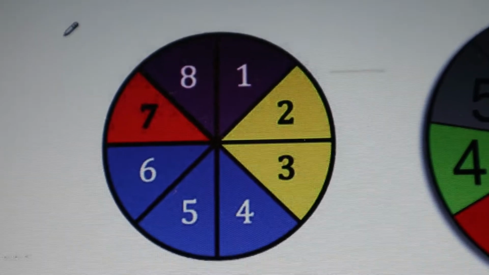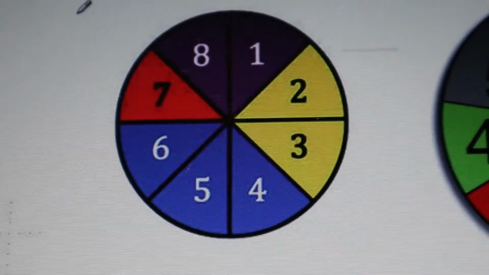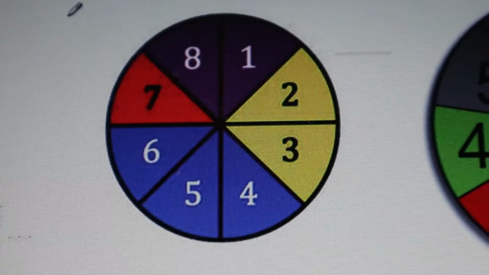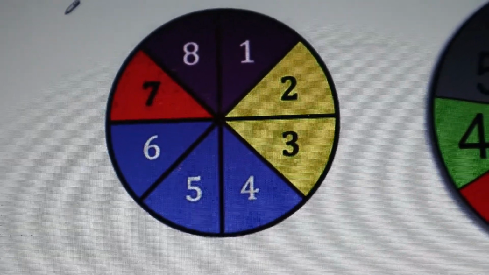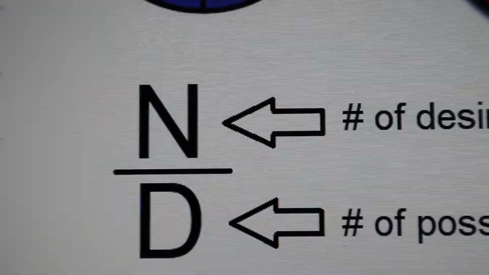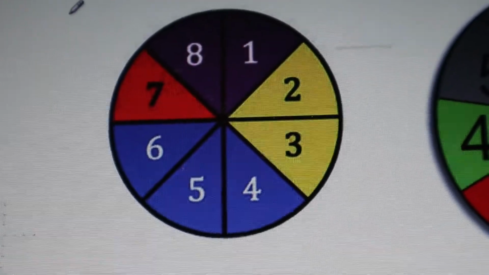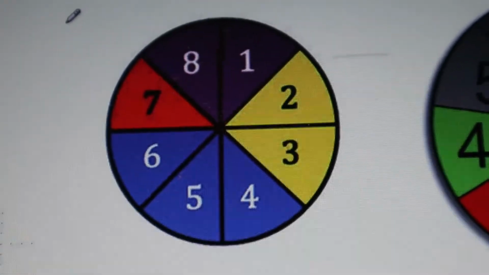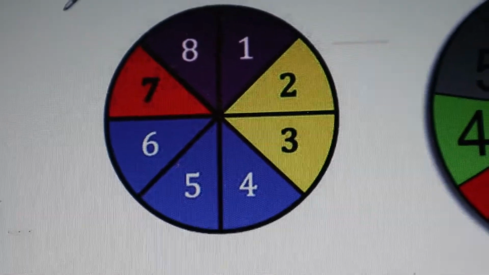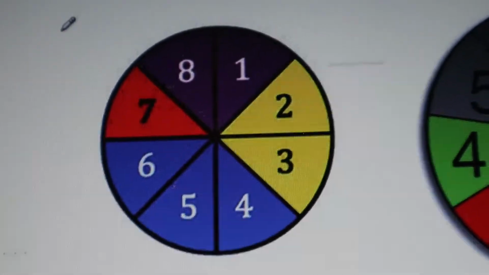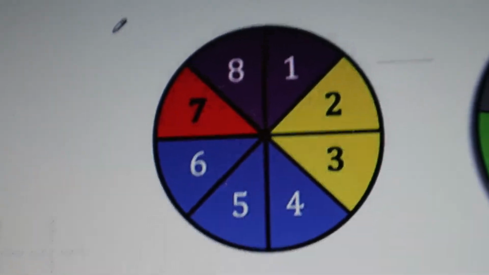Okay, so what about the chance of spinning blue on the spinner? Since there are 3 blue sections out of 8, it would be 3 out of 8. Now, if I ask you, what are the chances of you spinning either blue or yellow? Well, then you would have to count all of the blue and all of the yellow sections of this spinner, okay?